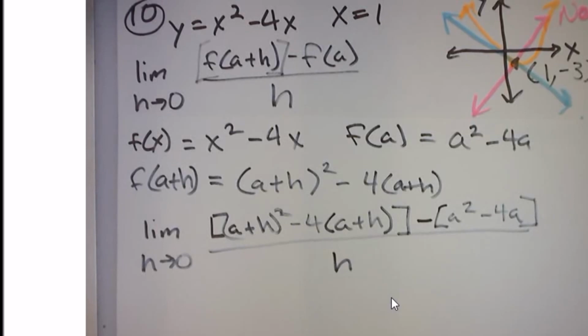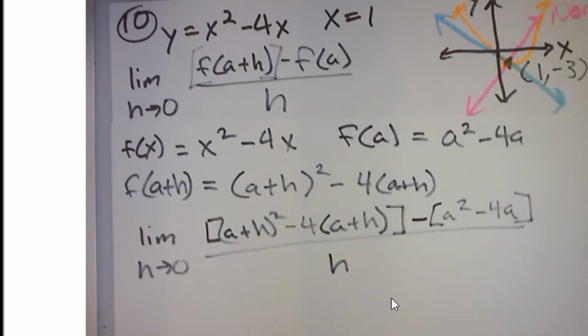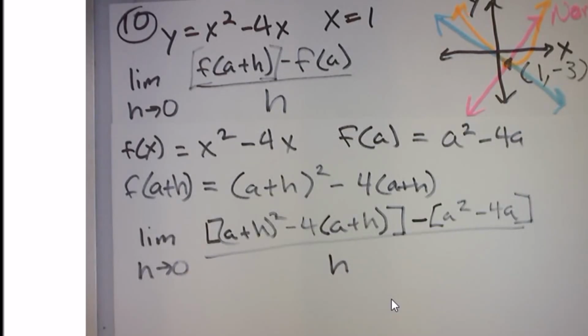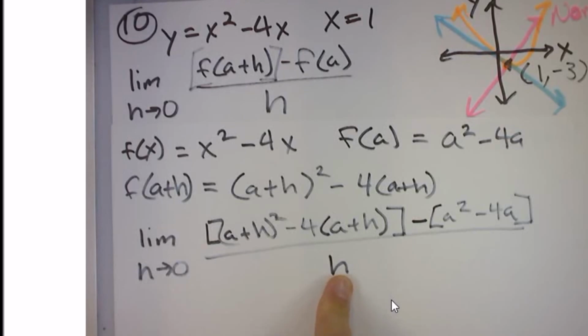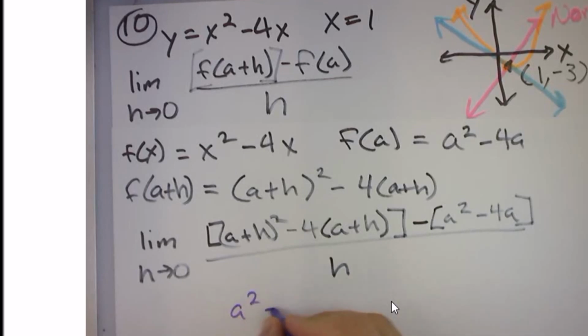So now I'm going to have to expand all this stuff out and cancel out some terms. I should have nothing but terms with h when I'm done in the numerator. I should be able to factor out an h, and then I will be able to plug in my 0 because I will no longer have h in the denominator. We've done this a lot of times. So let's expand this. What is a plus h squared? Can you say that off the top of your head? It's a squared plus 2ah plus h squared. Good.